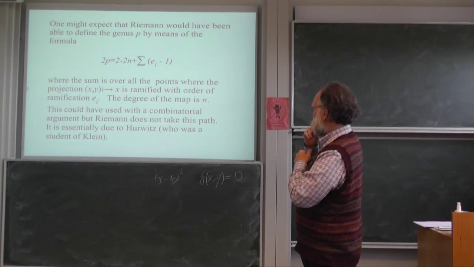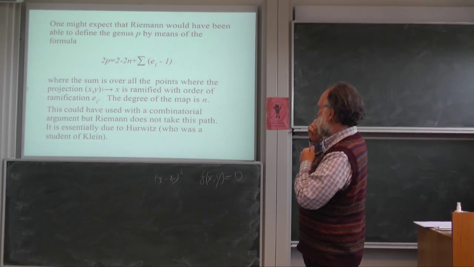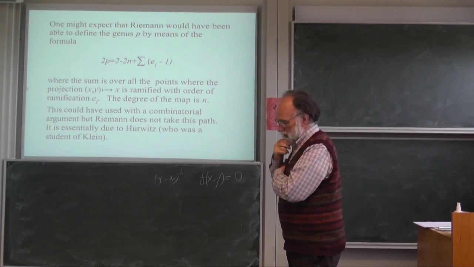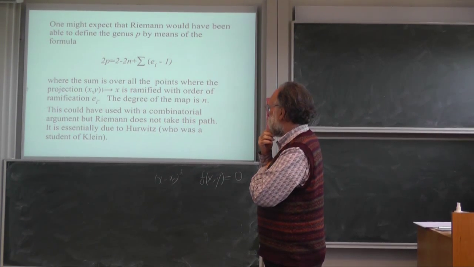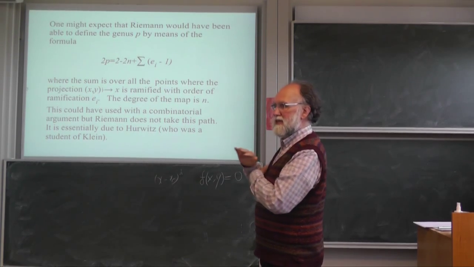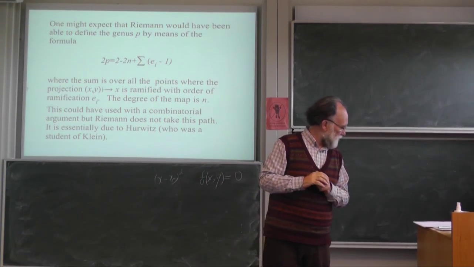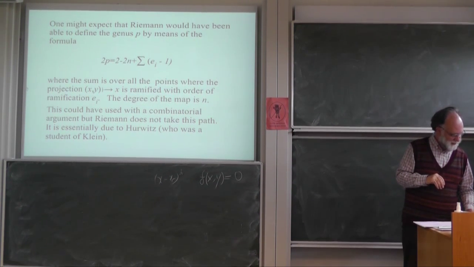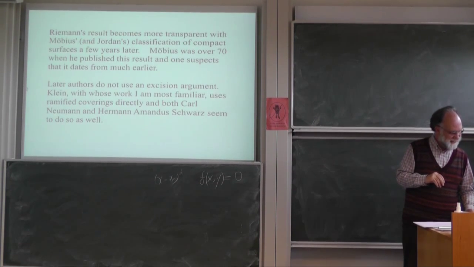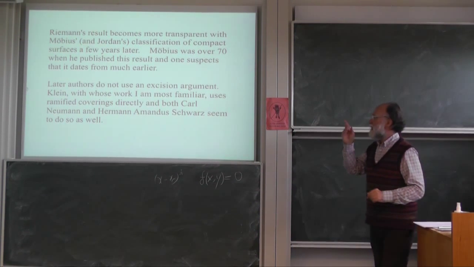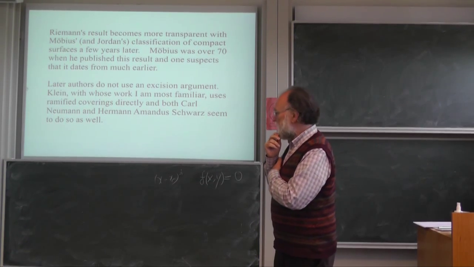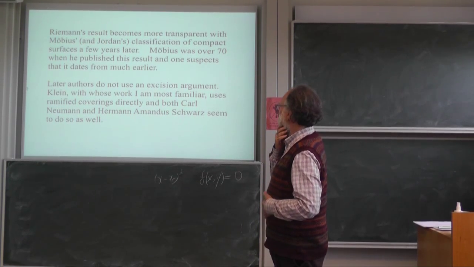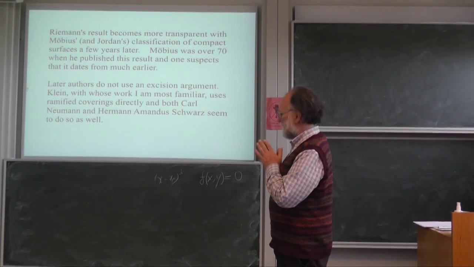One might have thought that he would have tried to do some type of combinatorial topology. He does not. He sticks to this very simple and straightforward argument and gets away with it. I think this is one of the points where you actually see his genius. Later, Möbius and Jordan classified compact surfaces, so that this was done.